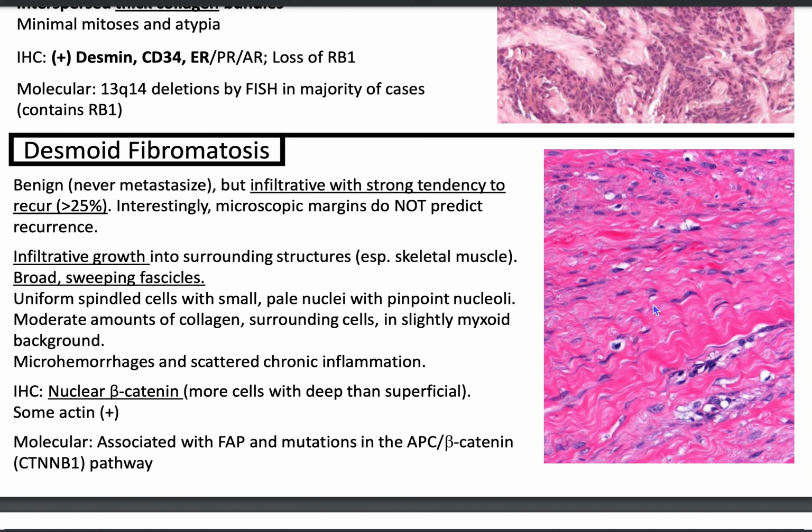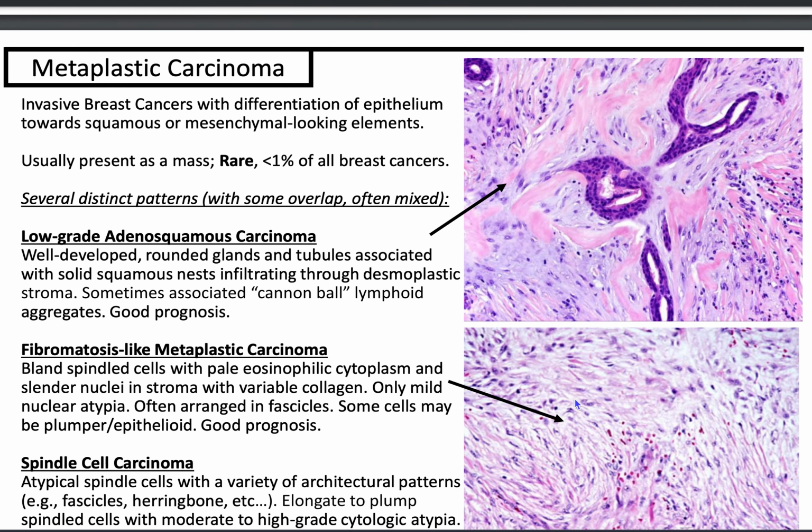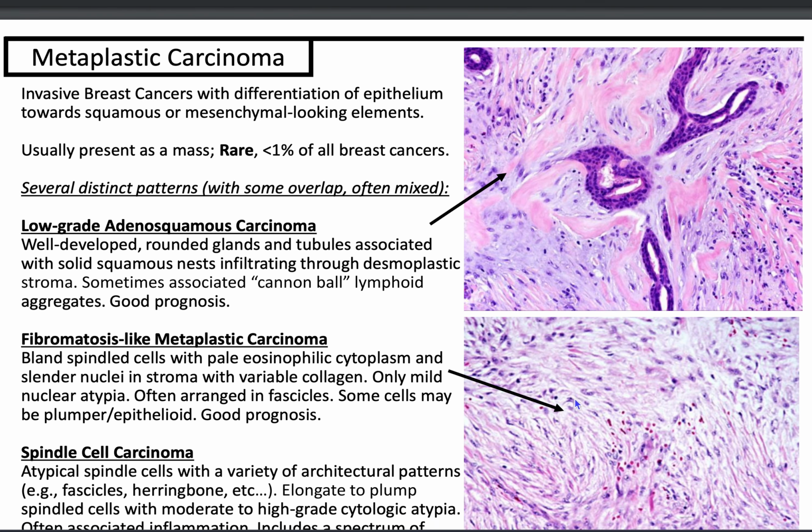And if you're unsure, you could order a beta-catenin, and the aberrant staining pattern will be nuclear staining. And that's partially because of the molecular pathway. It's associated with the FAP mutations in the APC/beta-catenin pathway. All right, let's switch gears and talk about metaplastic carcinoma.